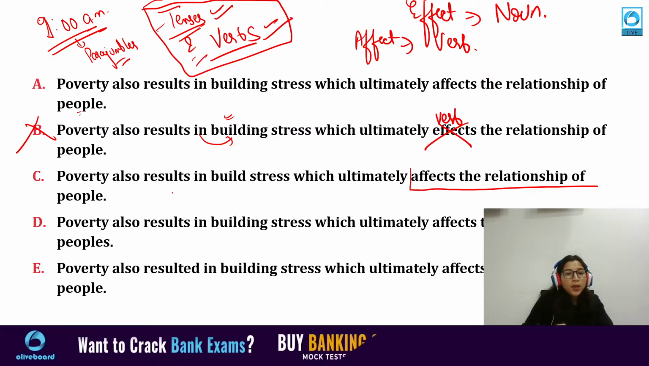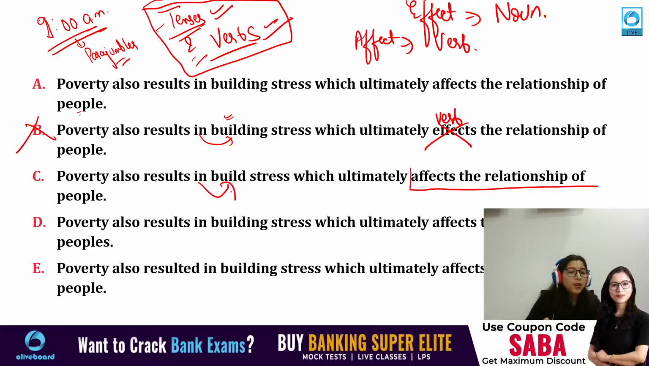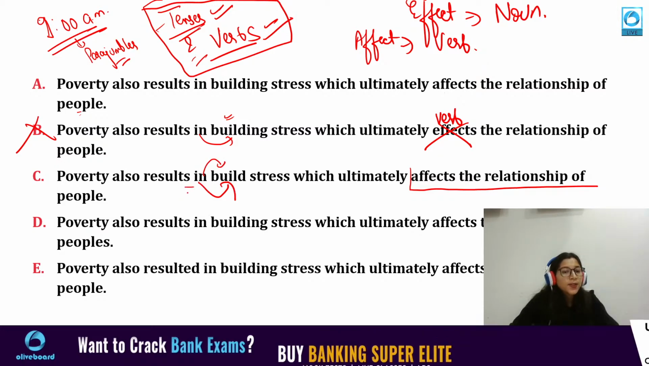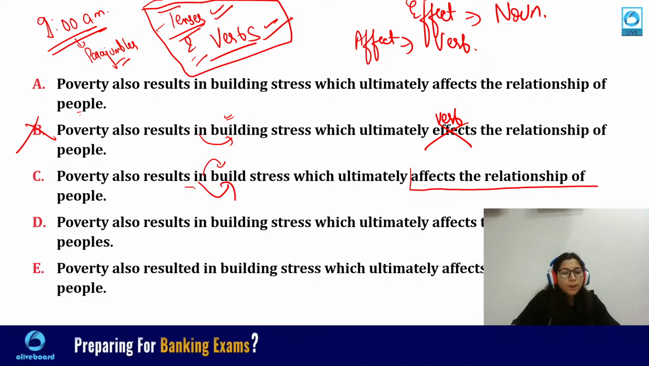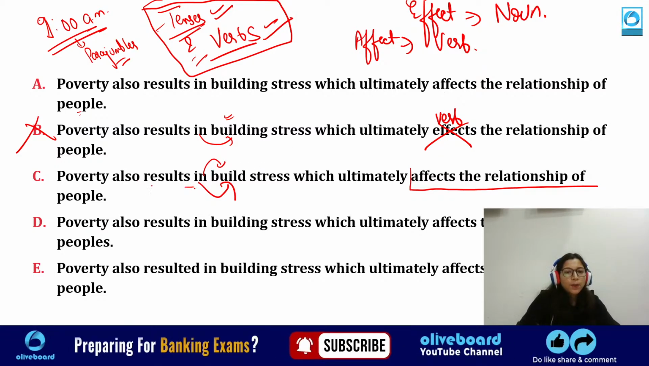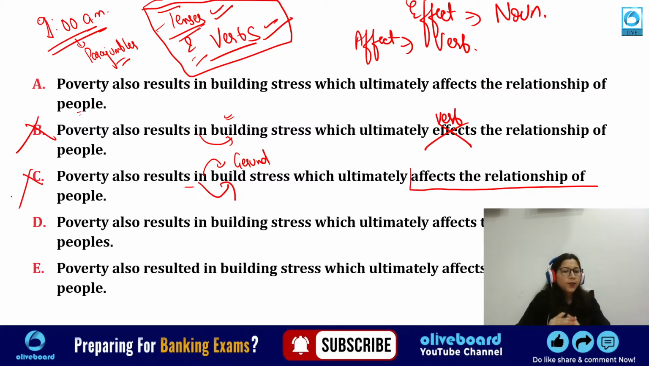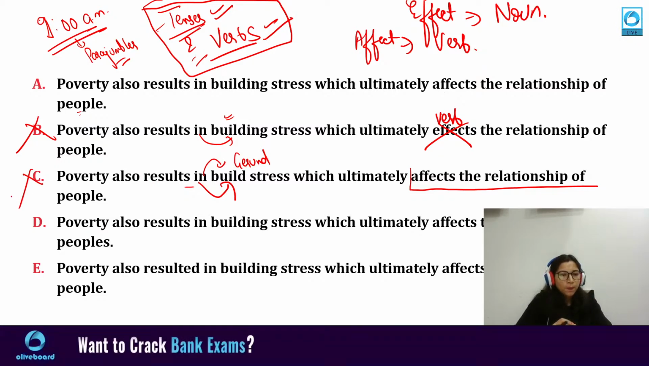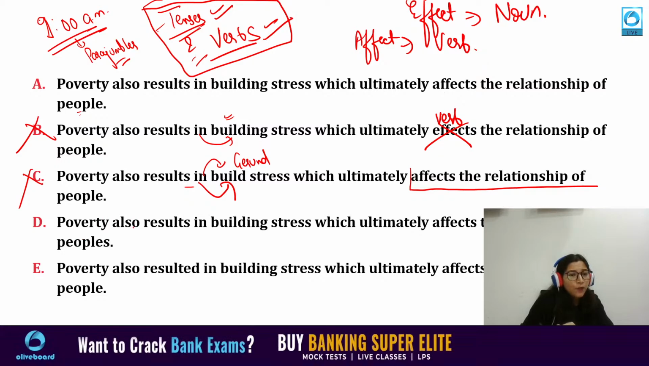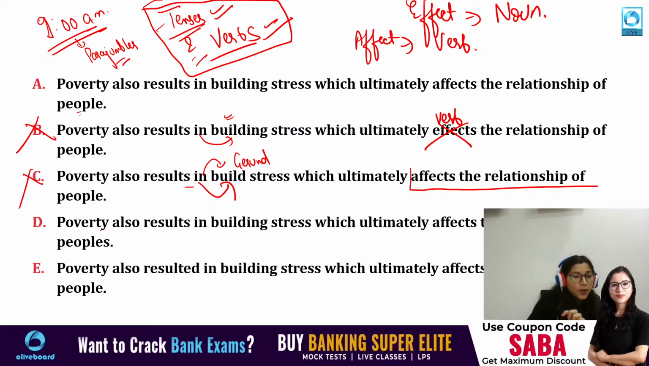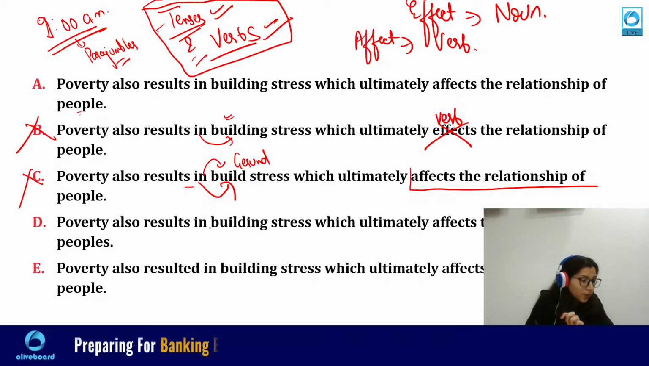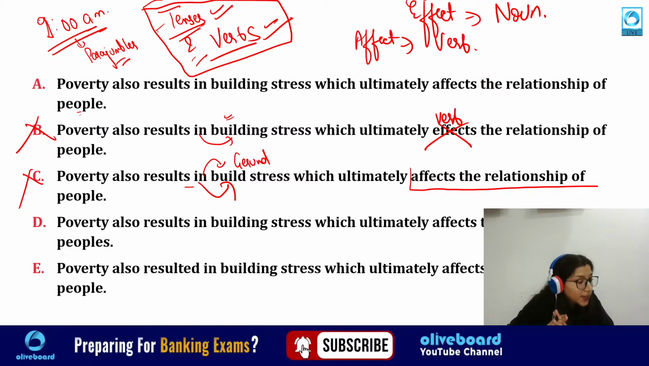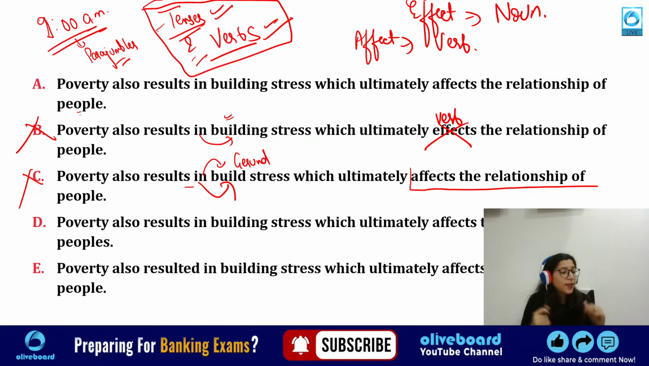Next. Poverty also results in build stress. Now see, in के बाद V1 cannot be used because in is a preposition. After preposition we need gerund here, ing form. So C is also incorrect. D. Now see, everything is correct in D. Poverty also results in. Guys, Sumit, that is why this question has been designed in that way.